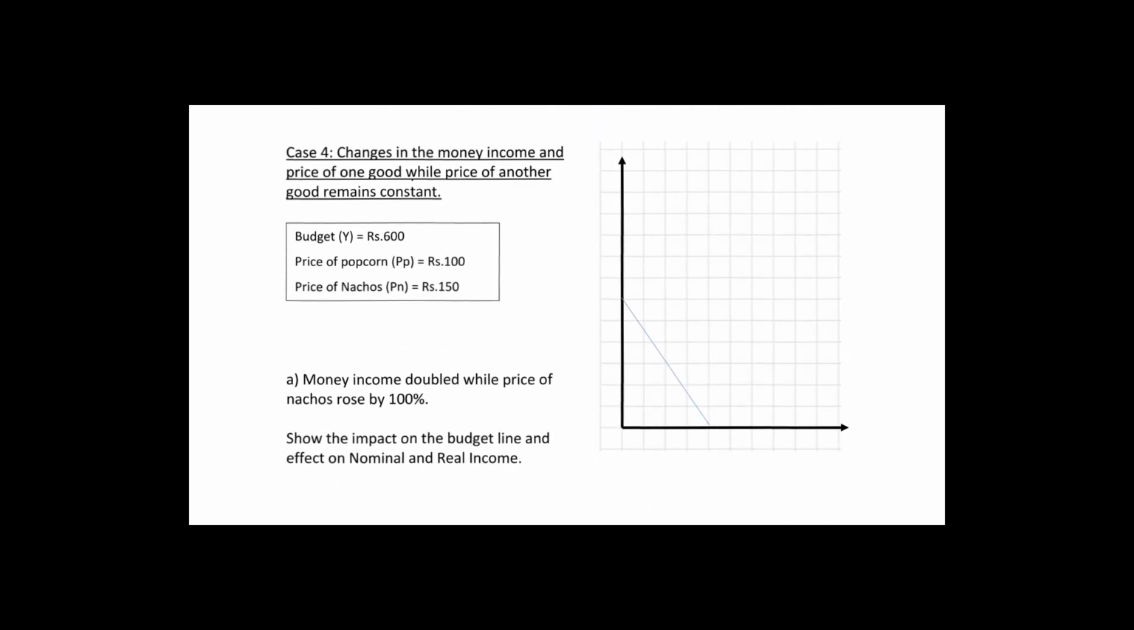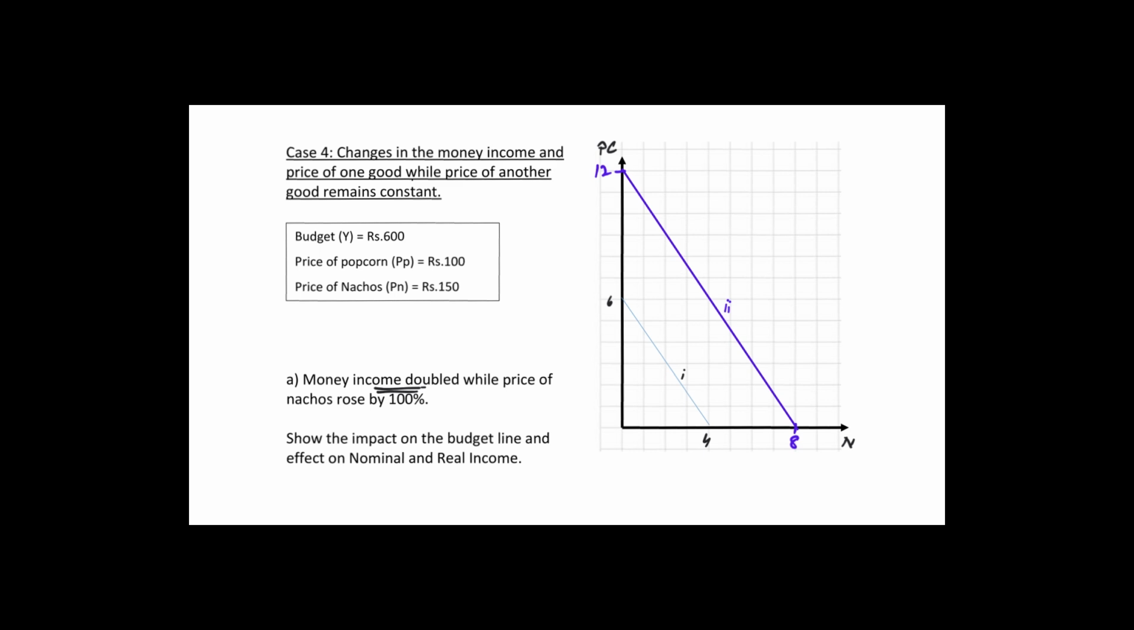Next is case number 4. This time they are suggesting what has happened is that money income went up. Alright, so this is my first budget line. If money income went up, it doubled. So the first change, if I was to show money income doubling, as we've seen earlier, also, we have a parallel shift outwards. That's the first thing that happens.